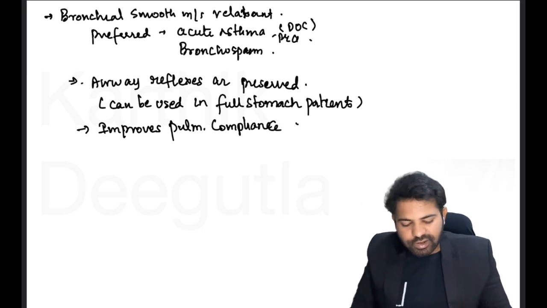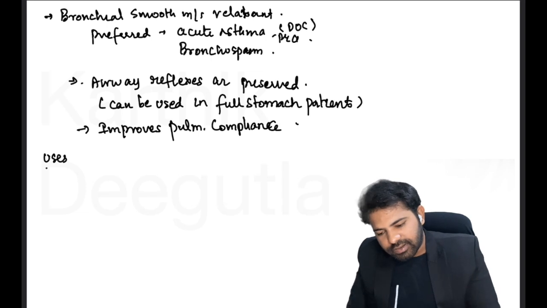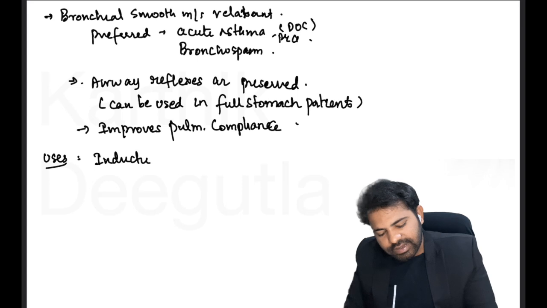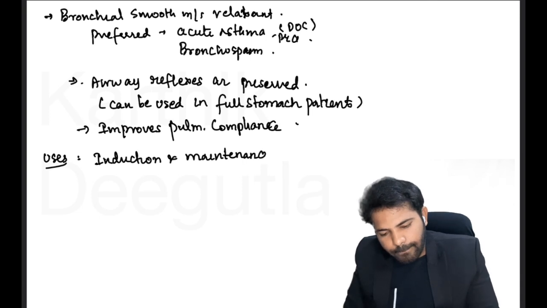Alright, now let's move on to the uses of ketamine. What are the uses of ketamine? It is used as an induction agent and a maintenance agent, for induction and maintenance of anesthesia or general anesthesia. Clear? It is an agent of choice.